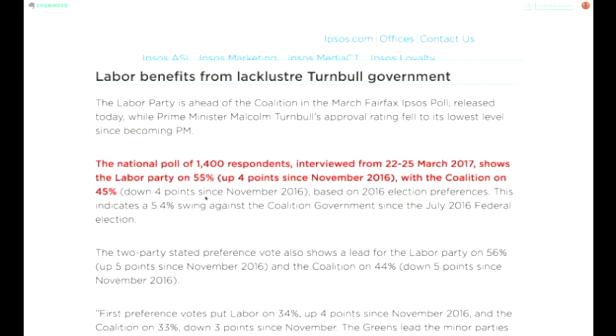So what this would be saying is obviously if this poll were to materialise in the election, then the Labor Party would win because they would get 55% of the vote. Okay. So let's bear in mind those numbers, the 55% and the 45%. Let's also bear in mind the number of respondents, 1,400. And we'll return in a few minutes to talk about how those numbers were actually found.